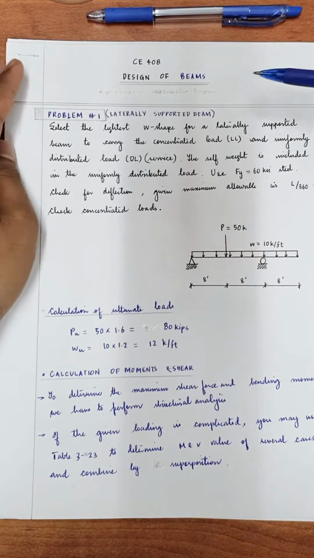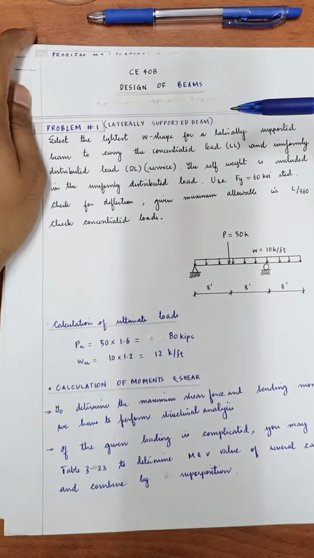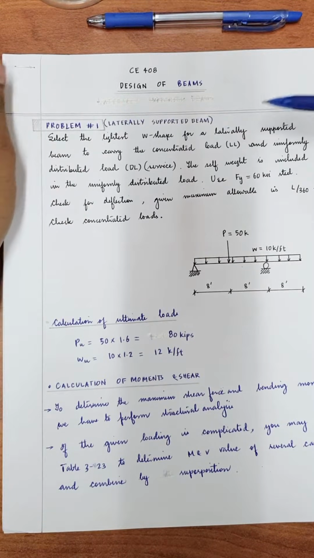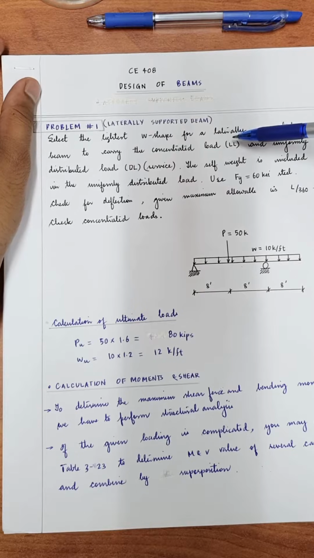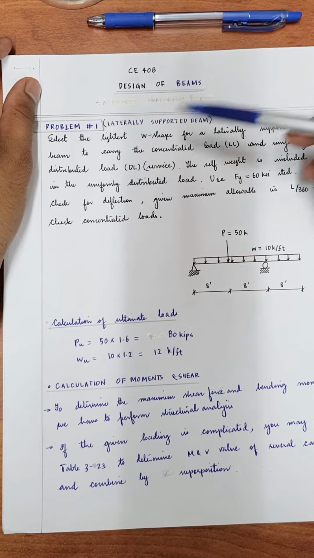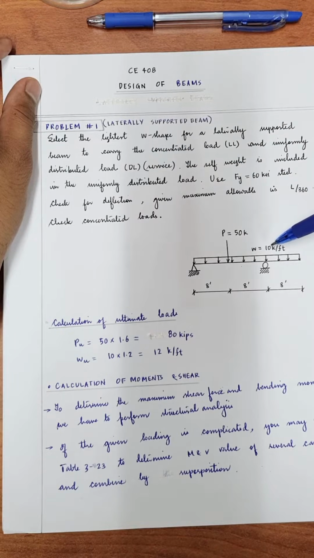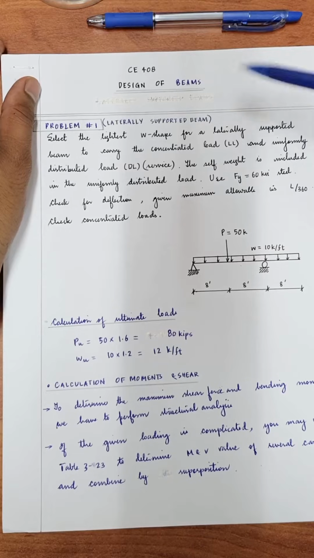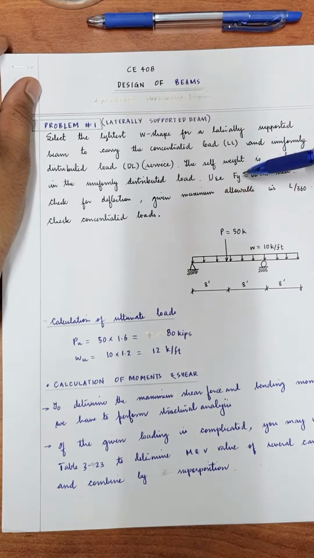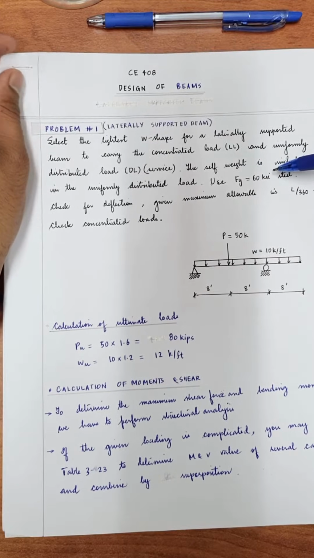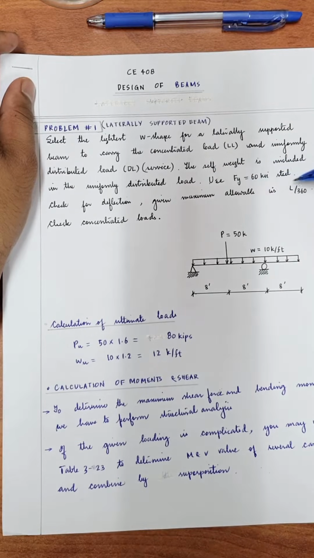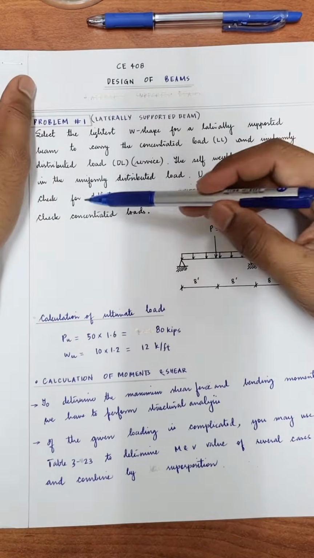So this question says we need to select. From the word select, it is clear that it is a design problem. Select the lightest W shape for a laterally supported beam to carry the concentrated load, which is 50 kips, and uniformly distributed load, that is 10 kip/ft, both are service loads. The self weight is included in the uniformly distributed load. Use Fy is equal to 60 ksi steel. Check for deflection, given the maximum allowable deflection is L/360, and check concentrated loads.